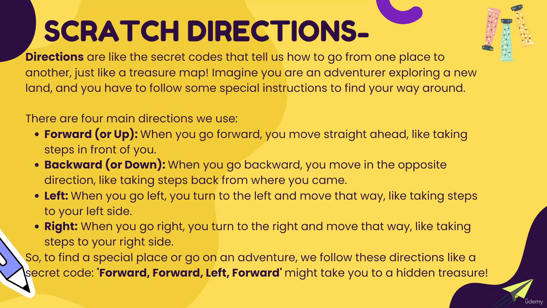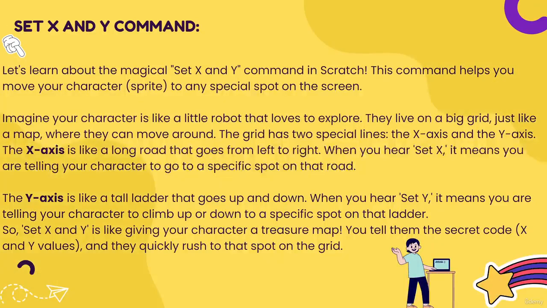So to find a special place or go on an adventure, we follow these directions like a secret code. Forward, forward, left, forward. It means two steps you will take forward, then you will turn left and then again you go forward. The way this guidance is given in your treasure map when you play that, in the same way certain steps will be given in the form of code in Scratch to make the sprite go from one place to another. So let's learn about the magical set of commands, that is set X and Y.